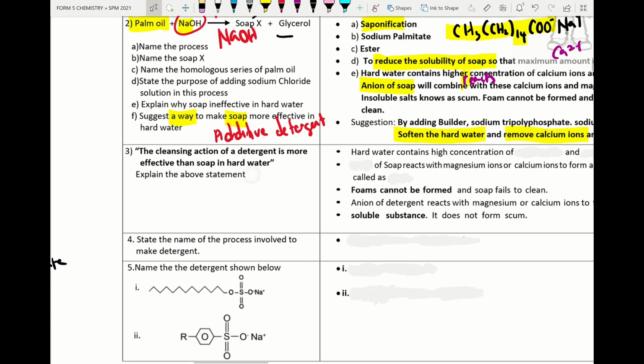All right, check this statement. The cleaning action of detergent is more effective than soap in hot water. Explain the above statement. Please remember detergent is a synthetic cleaning agent. Soap is a natural cleaning agent. So detergent is more effective.